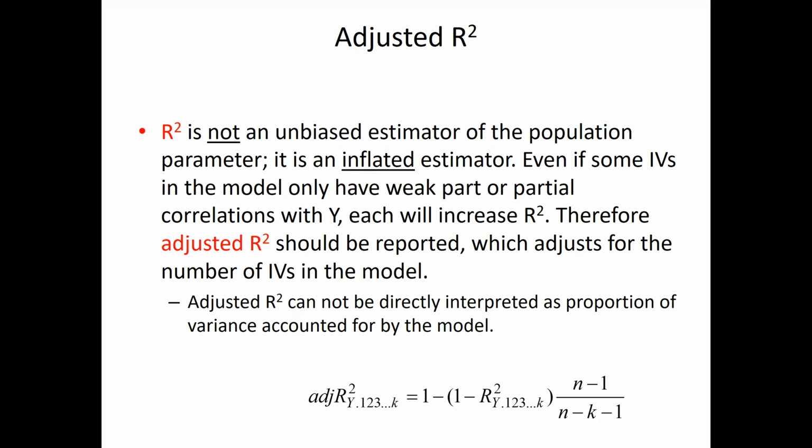So to correct for this inflation, you report adjusted R squared. They adjust for the number of independent variables. So you'll see that as you add independent variables, your R squared will go up, your adjusted R squared will not go up as much. Sometimes it'll even go down. But you can't directly interpret it as a proportion of variance, so you report it, but I generally would not try to interpret it. I don't know of an interpretation that can be made directly, except you could say adjusted R squared, adjusted for the number of variables in the model.